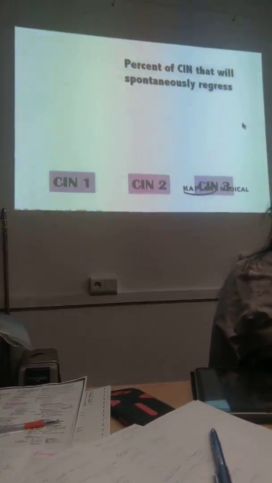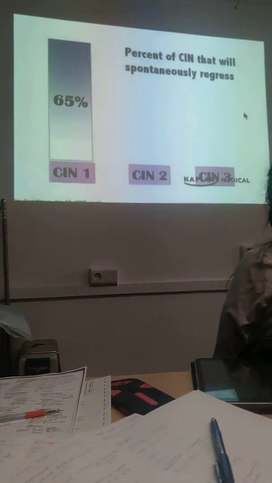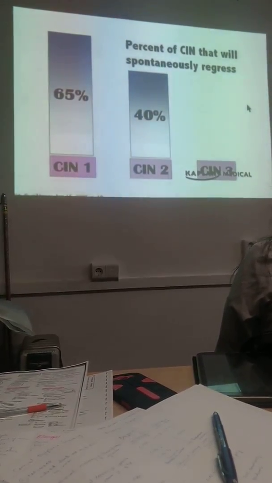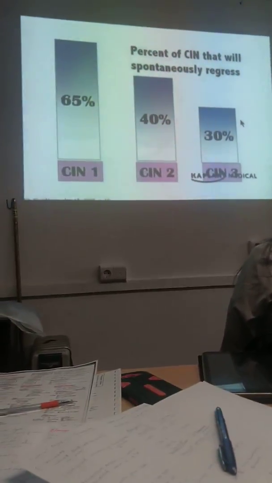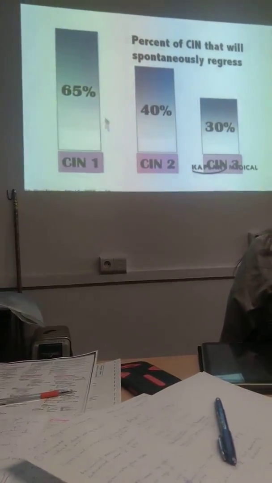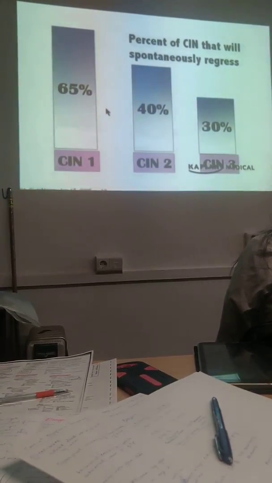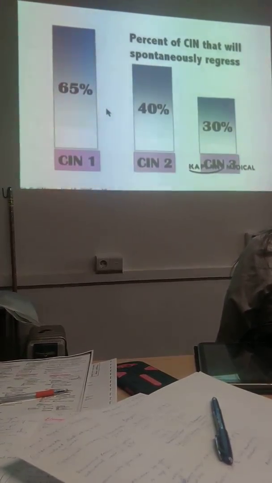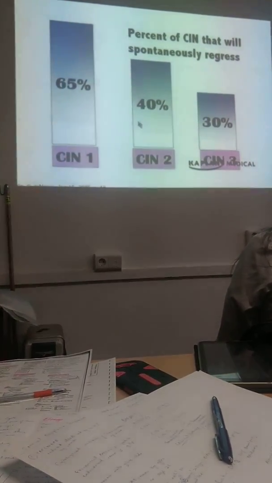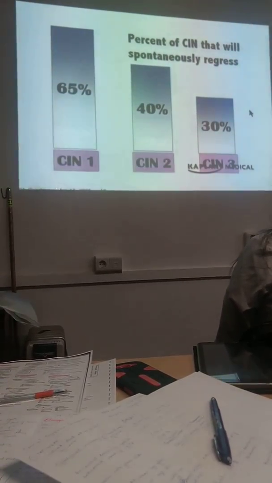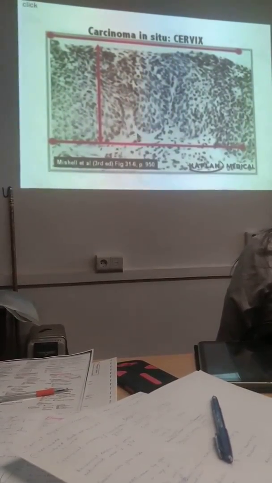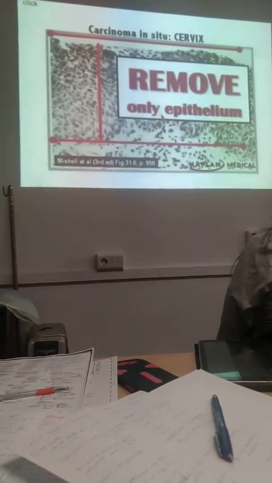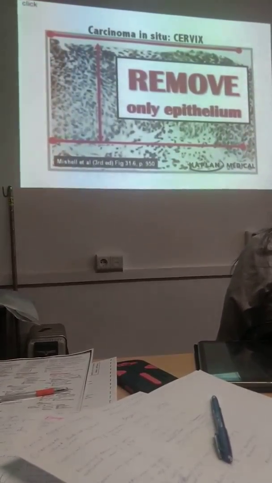Percentage of CIN that will spontaneously regress: CIN 1, 65%, 2/3. CIN 2, 40%. CIN 3, even CIN 3, 30% will go away on their own. But this is high enough that we can say, we could watch it, or we could destroy it, or cut it out. But these two, CIN 2 or 3, we'd better be more aggressive. Remember, these are intraepithelial lesions. We only need to remove the epithelium. We don't need to go deep into the stroma.